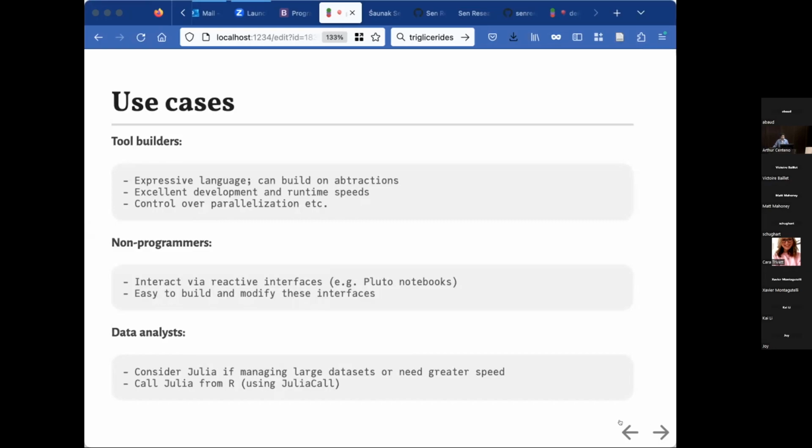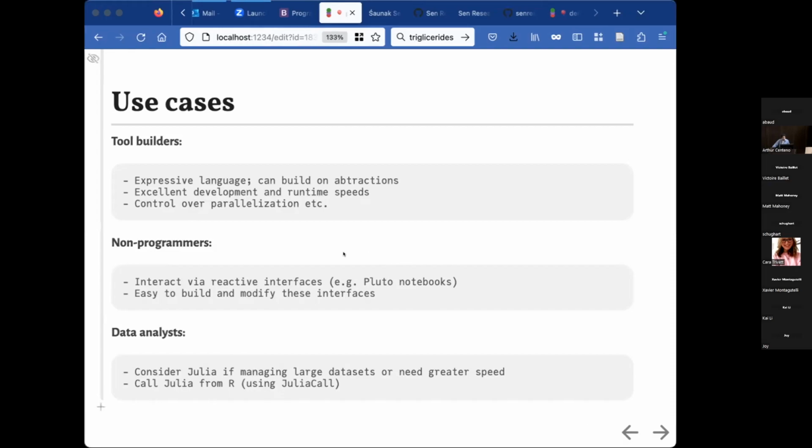It has excellent development and runtime speeds. One example is, someone like Harper was able to make progress very quickly, with very fast development times. But things run pretty fast, as you saw, on even very modest hardware such as her laptop.